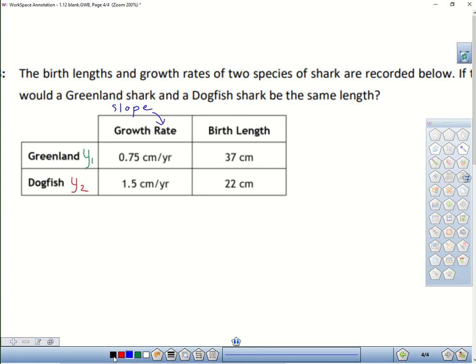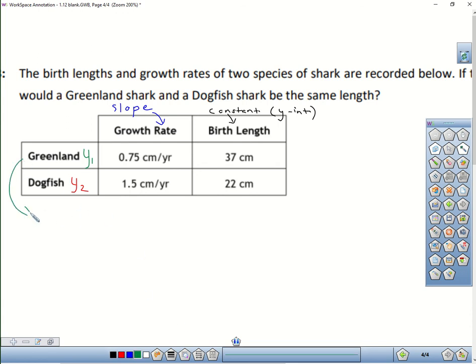Now, birth length, is somebody's birth length ever going to change? That's pretty set in stone, right? So this is our constant. And in math, our constant in linear equations is known as our y-intercept, okay? Because that's the set rate that's not going to change. So now we're going to set up our equations.